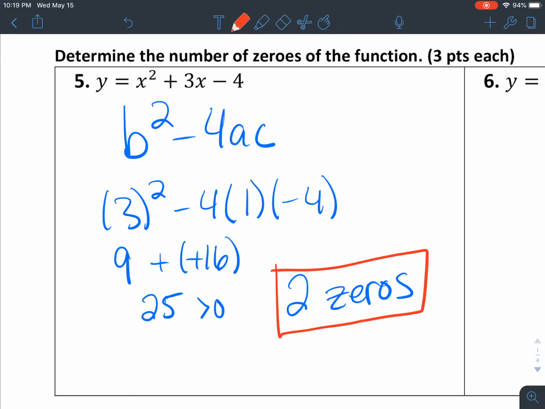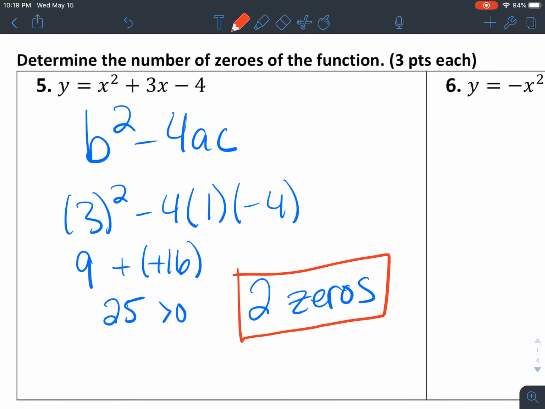And here, don't get hung up. If you write two solutions, I'm not going to mark it wrong. The really big thing that I'm looking for here is that you're showing your work with using the discriminant and that you can tell me how many there are. It doesn't really matter to me what word you use. Here I just wrote zeros because that's the phrasing that I used in the directions.